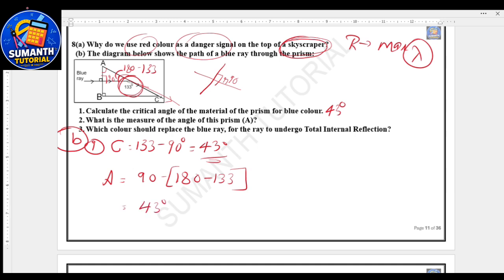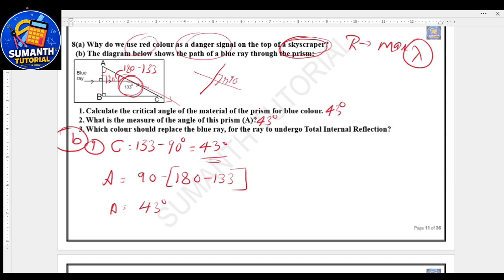So here we got the value of A as 43, that is the angle of the prism. Now the last question. So here for the angle I will write here, this is 43 degree. Now which color should replace the blue ray for the ray to undergo total internal reflection?